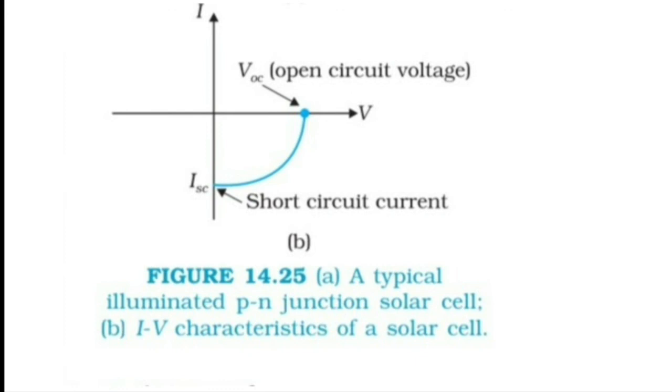So the current flowing through the wire is called the short circuit current, and the graph is as shown, and the graph comes in the fourth quadrant.